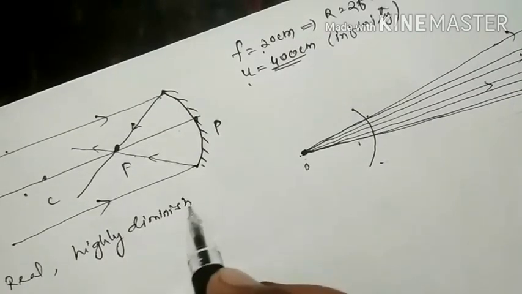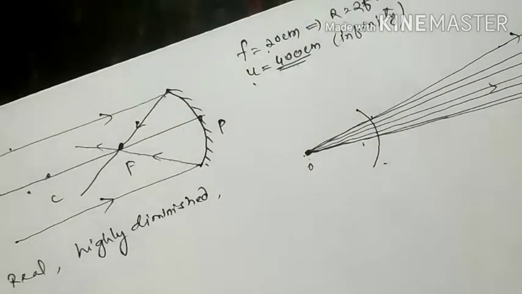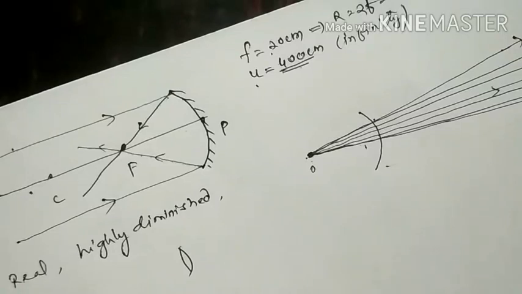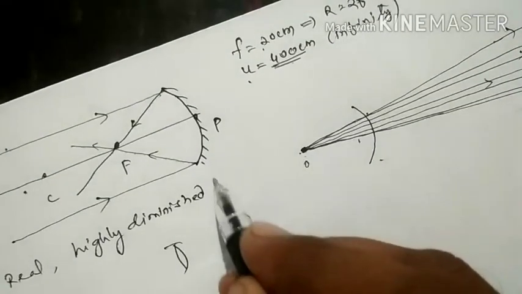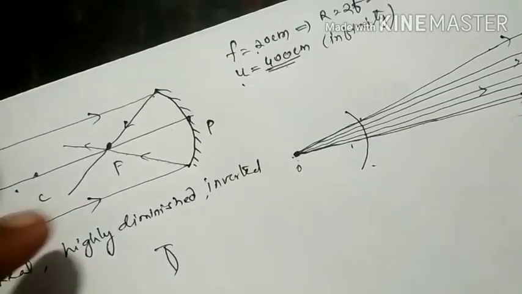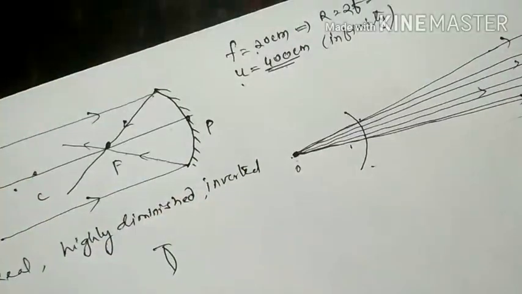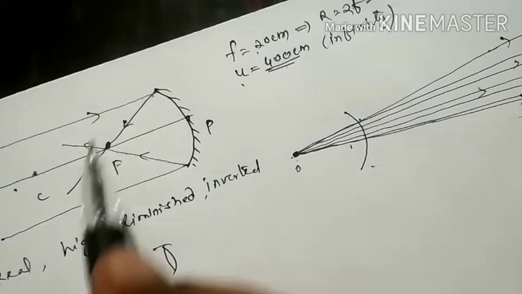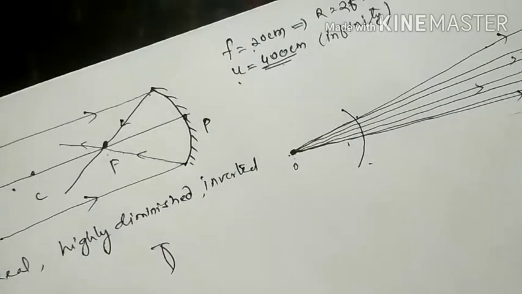If you observe the image, what did we get? Inverted. Actually the candle is burning like this, but you got the image like this. So the image is inverted. So the nature of the image is real, highly diminished and inverted. Where is the image formed? The image position is at focus. So you can draw a table.